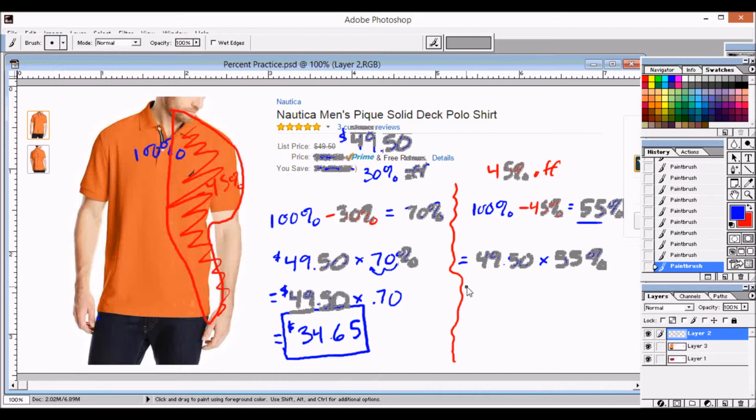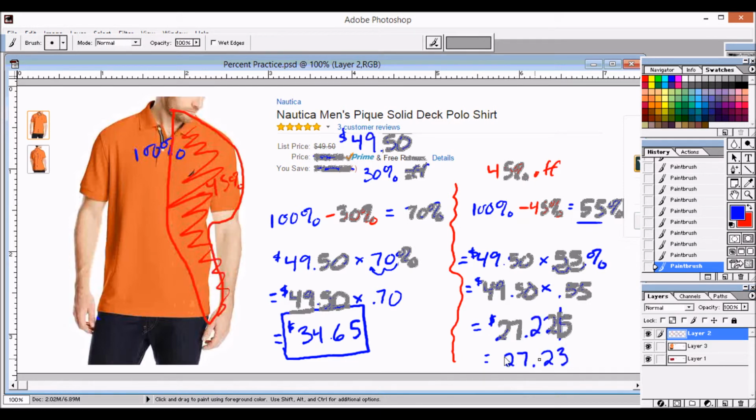And just like we've been doing, that 55% will become the decimal, once, twice, 0.55. So we just take our $49.50 times 0.55, and that gives us $27.225. Amazon's probably going to cut it off at the hundredths place and make it $27.23.